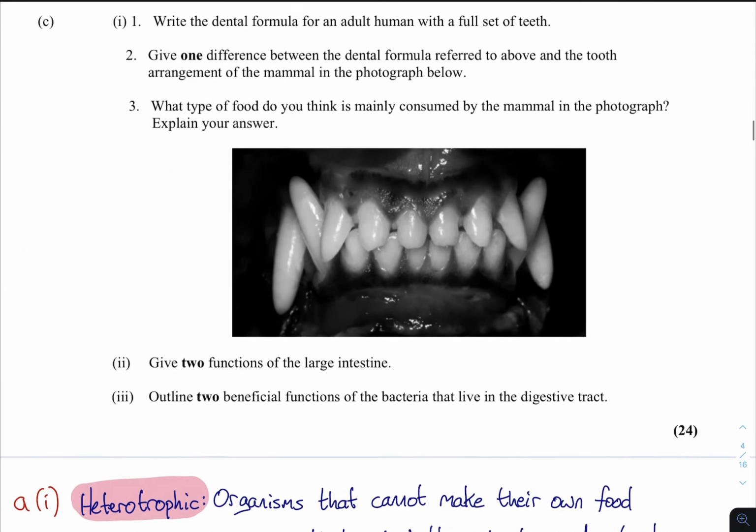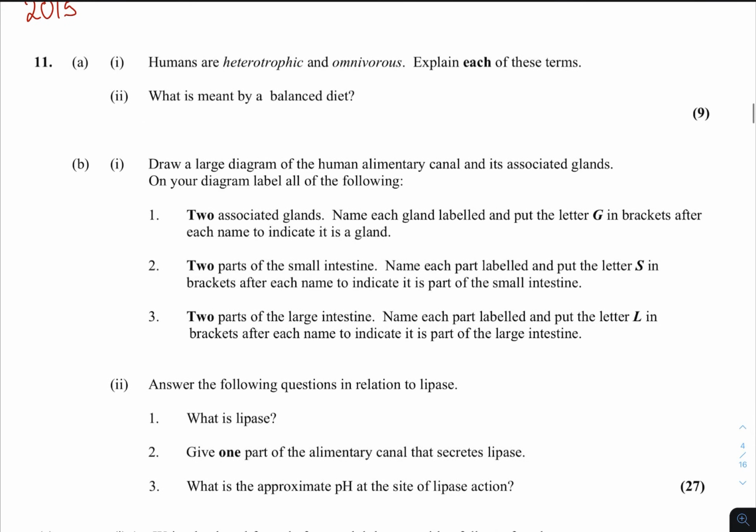So that was the diagram of the human alimentary canal, and I would strongly recommend that when you're practicing this, you do practice drawing that diagram. 2015 was the last time it was asked. I think it was the only time it was asked, actually.